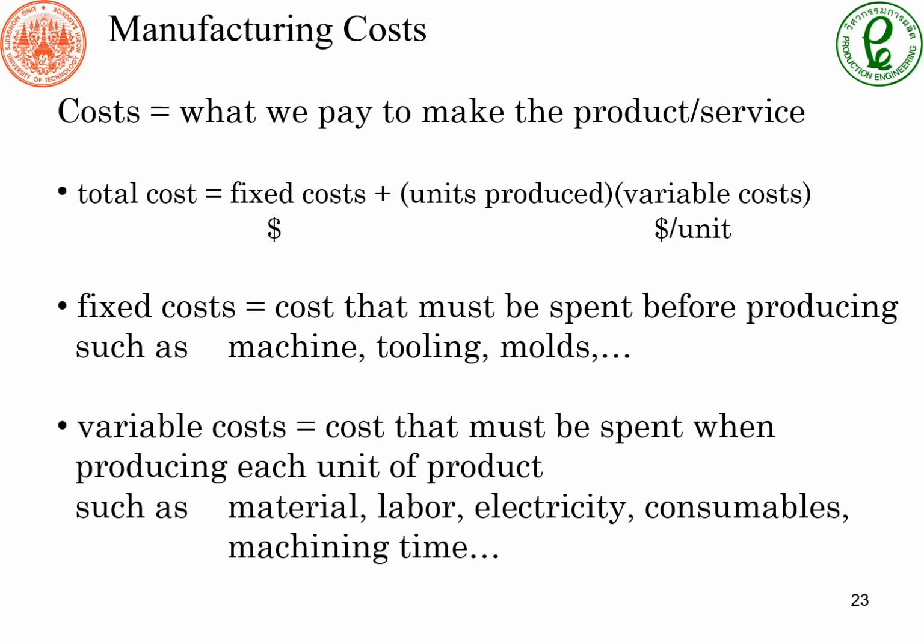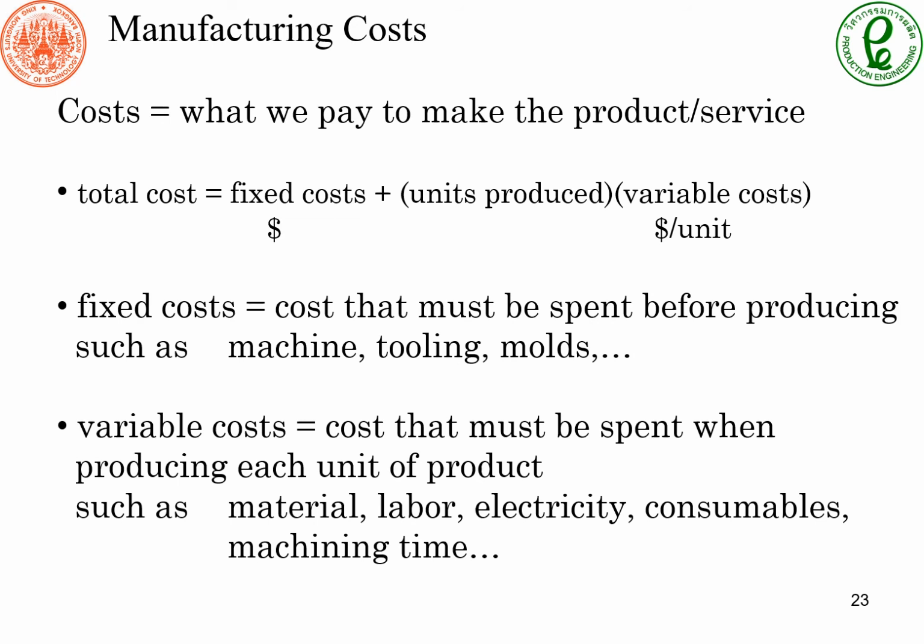Let us turn to manufacturing costs. For manufacturing companies, cost is how much money we spend to manufacture one piece of product. This cost consists of fixed cost and variable cost. Fixed cost is the cost that we must spend before producing a single piece of product. We need to buy machines and tooling first. We need to have a manufacturing plant built. All these are invested before we produce.